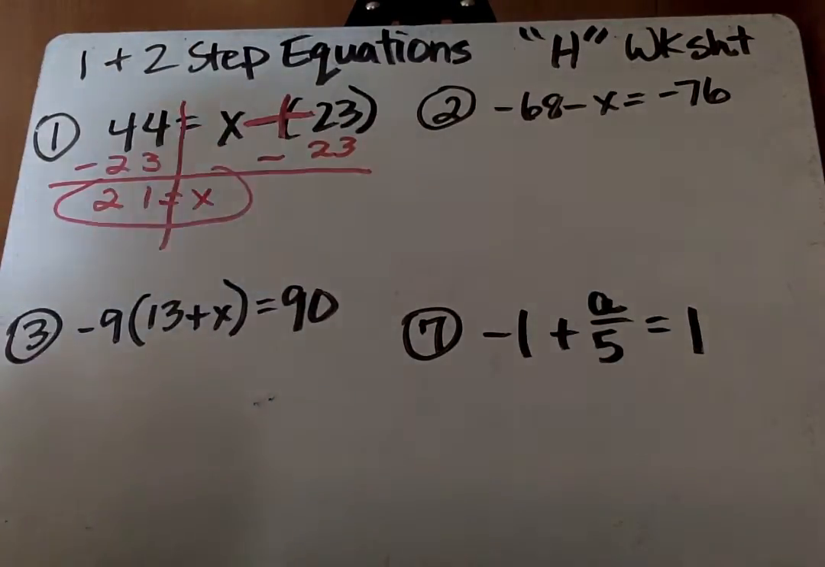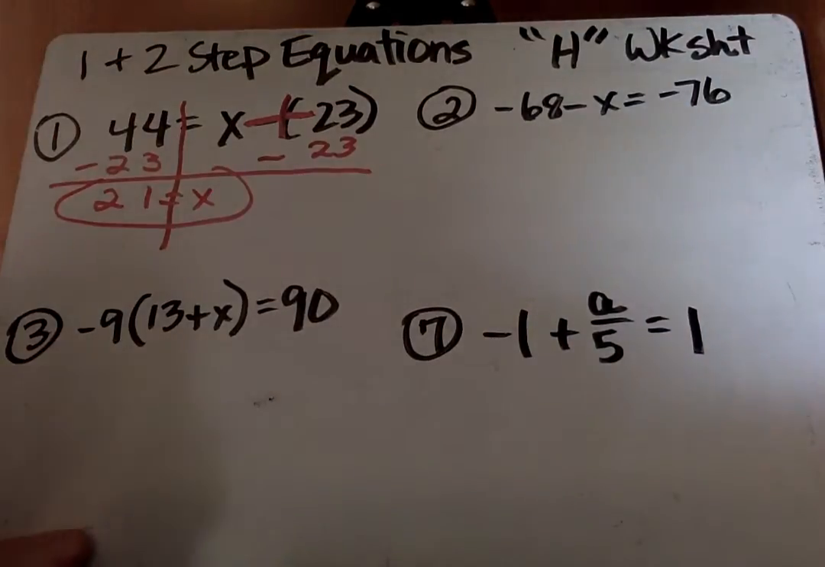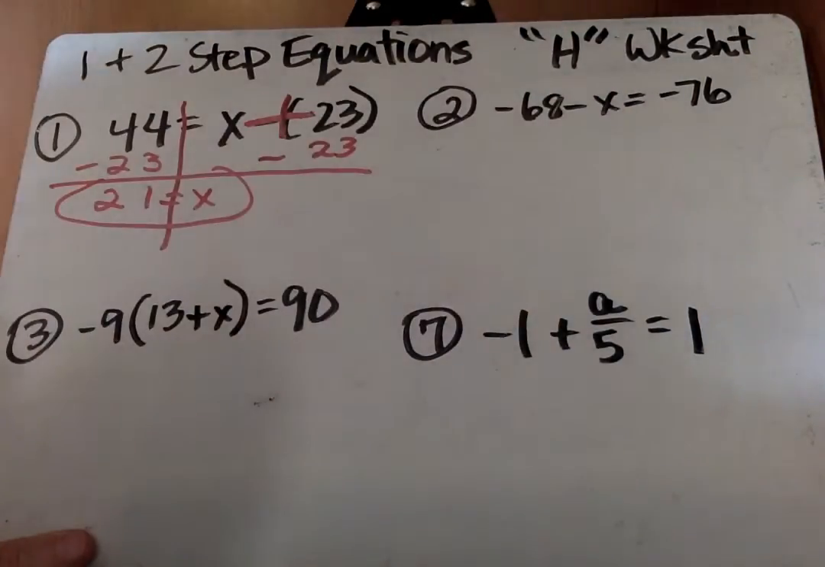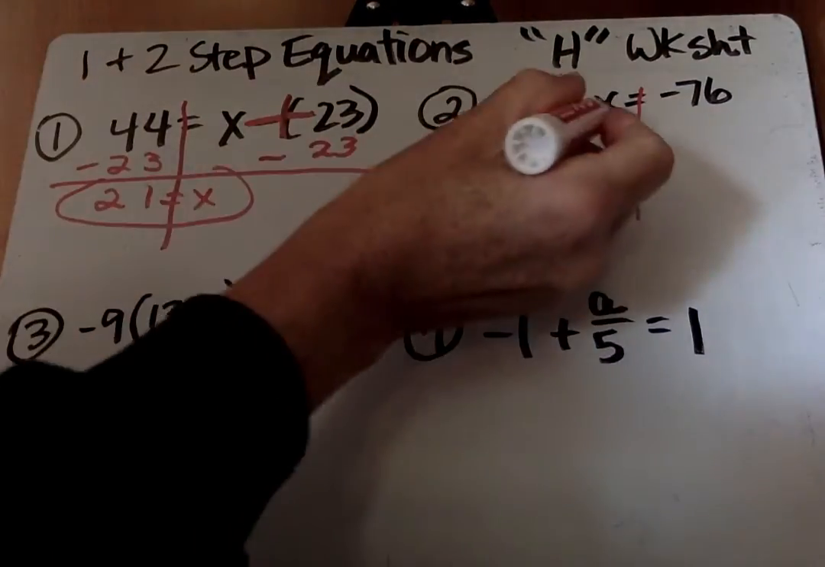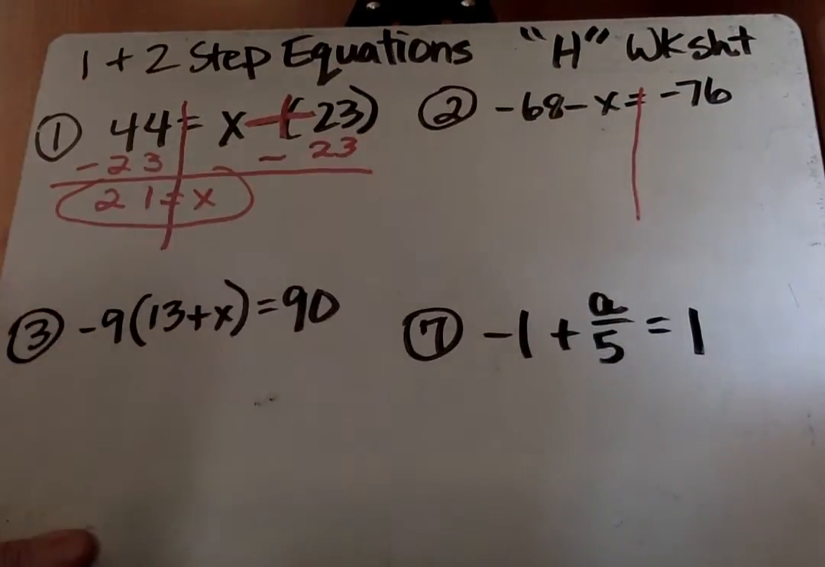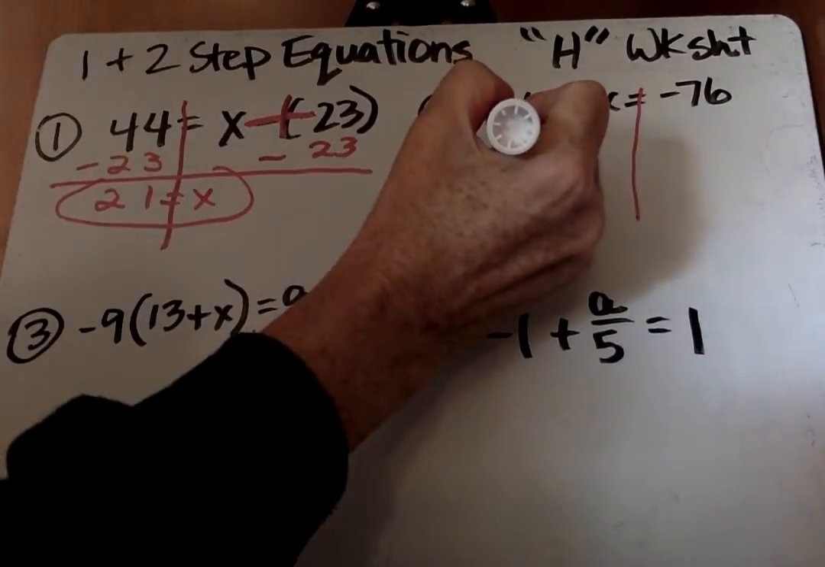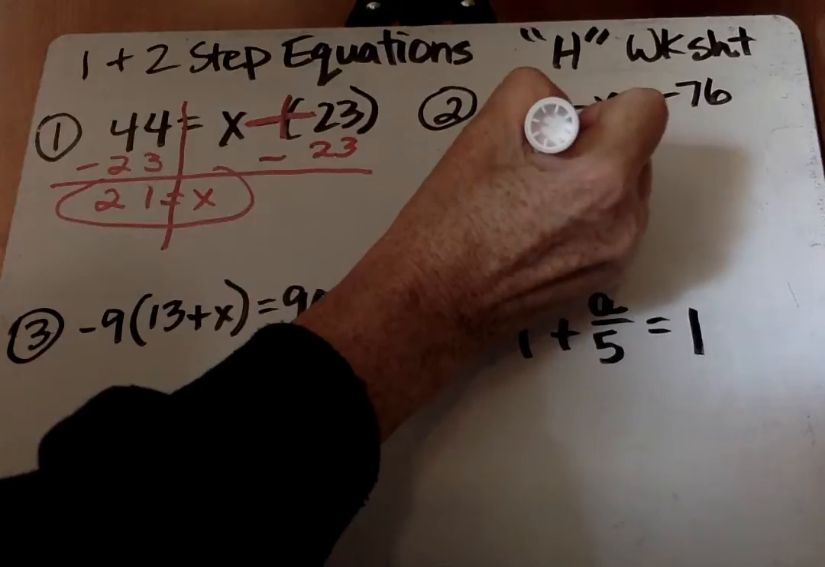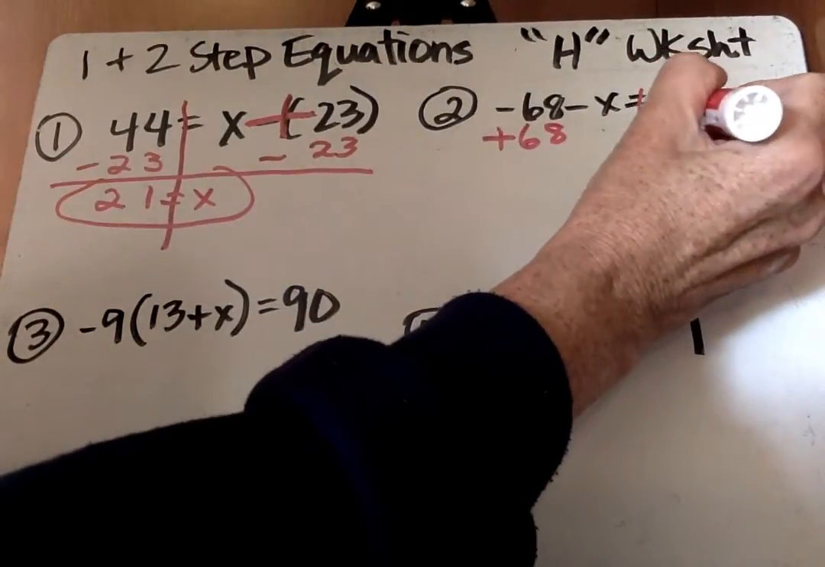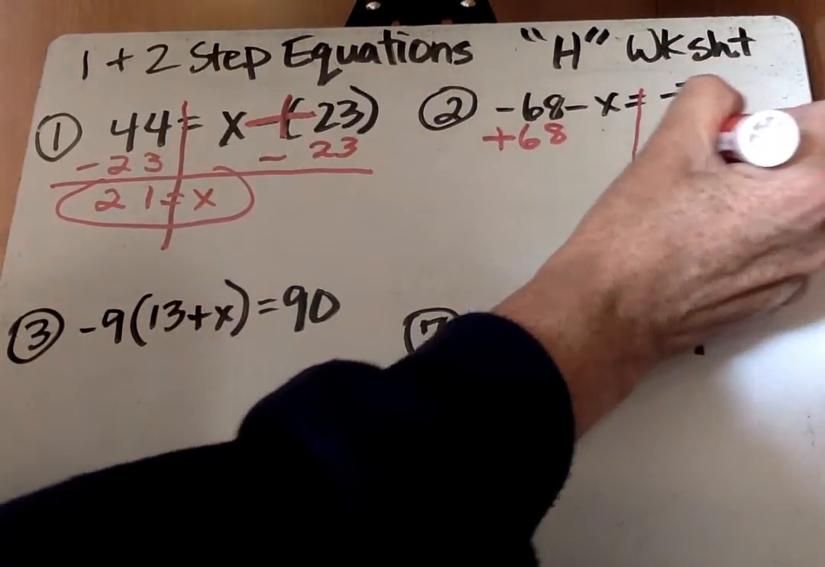Okay. All right, now we're going to go on to number 2. This is also a little bit of a trickster. We're going to put a line down the equal sign. Here's my x. Now it's a negative 68. So we're going to go opposite of negative, plus 68. What we do on one side of the equation, we have to do on the other.